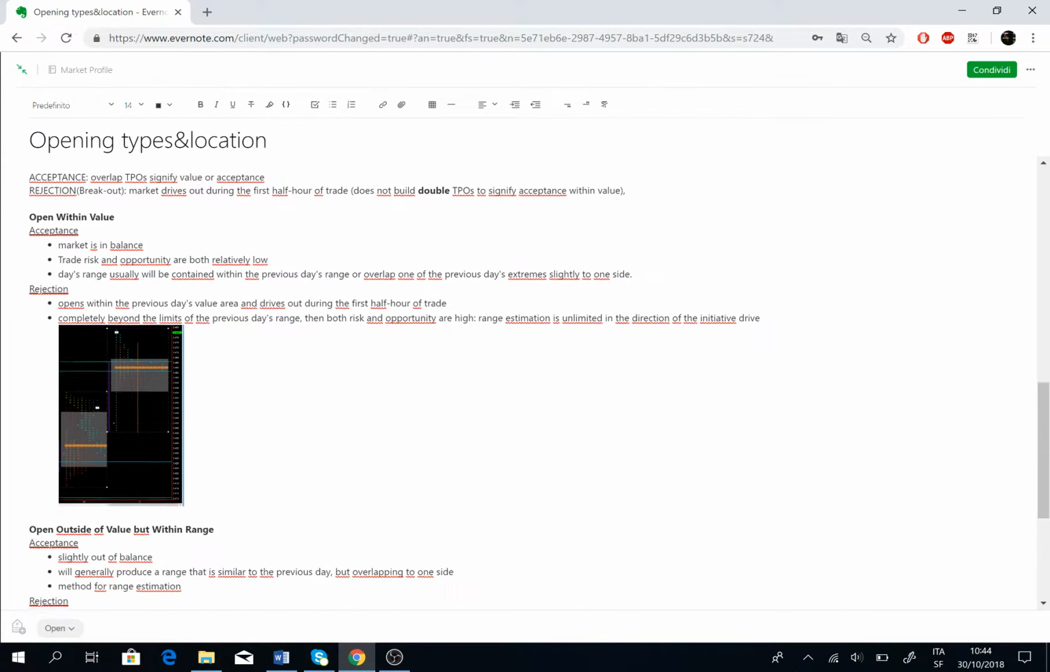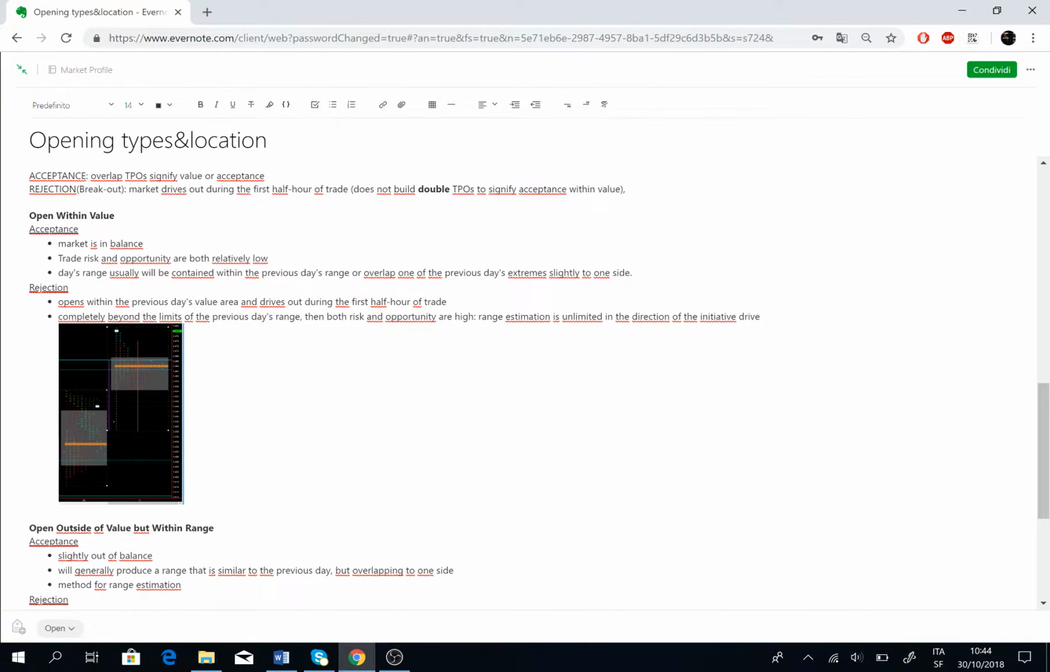Another kind of opening within value area, but more powerful and more interesting, is when we have rejection. So the market opens within the previous day's value area and drives out during the first half hour of trade, completely beyond the limits of the previous day's range. Then both risk and opportunity are high. Range estimation is unlimited in the direction of the initiative drive.